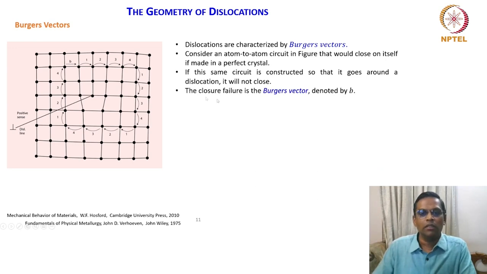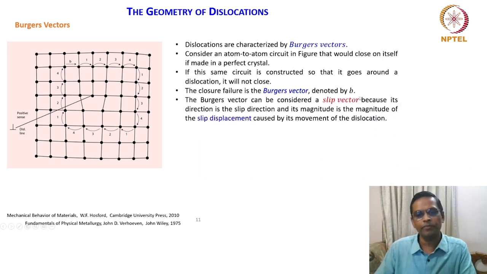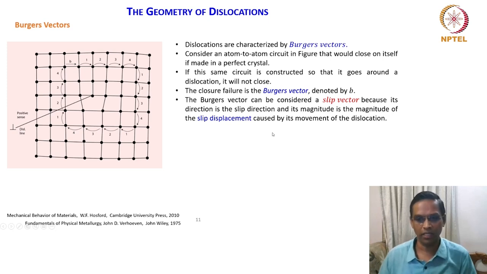Yeah, the closure failure is the Burgers vector denoted by B. The Burgers vector can be considered a slip vector because its direction is the slip direction and its magnitude is the magnitude of slip displacement caused by the movement of the dislocation. So this is very important, because the Burgers vector describes the slip direction as well as the magnitude of slip displacement. That is why it is very important.